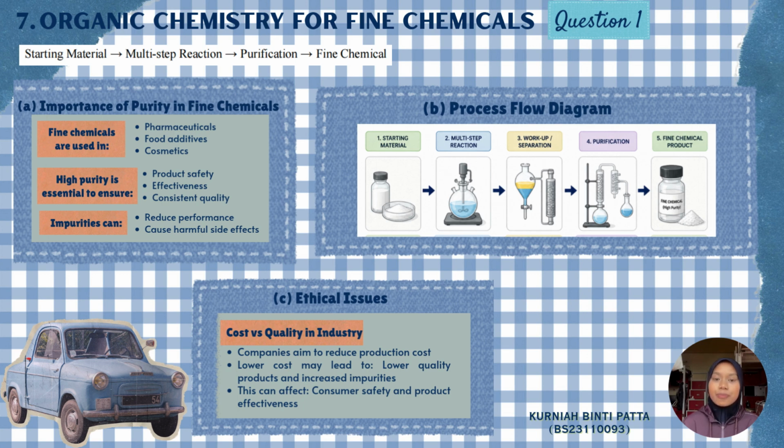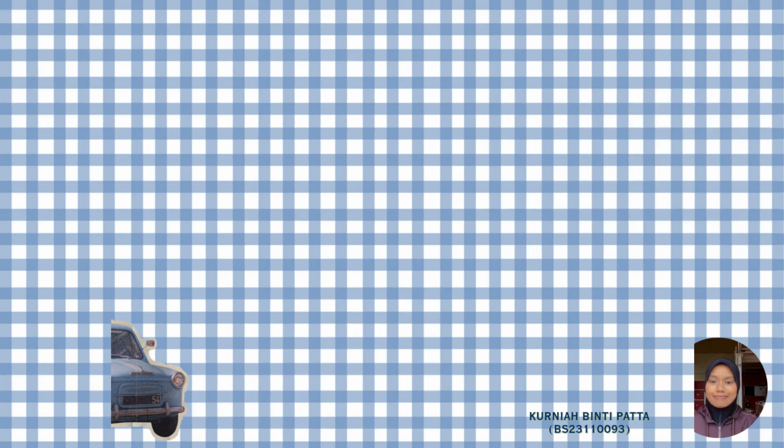Question 1C. There are ethical issues related to cost and quality. Some companies may try to reduce production costs, but this can affect the quality of the product. If the quality is low, it may not be safe for consumers. So industries must balance cost and quality and ensure that safety and product standards are always maintained.